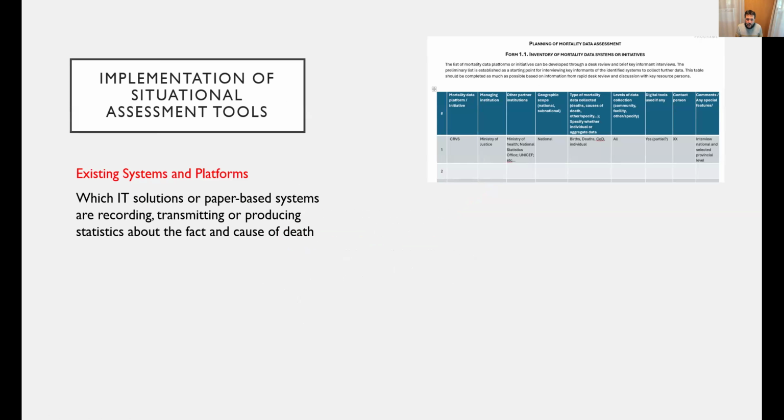So when we look at which systems, sorry, let me get out of the way. Yes, so on the first side, what existing systems and platforms exist. We want to know which IT solutions or paper-based systems are recording, transmitting, or producing statistics about the fact and the cause of death. And there you will see Form 1.1 is what you see on the screen, basically a table where you have for each of the systems some characteristics that we thought would be useful to you to document. And if you click next.